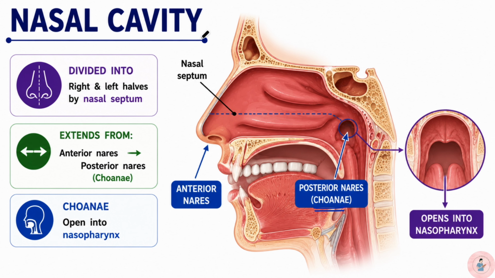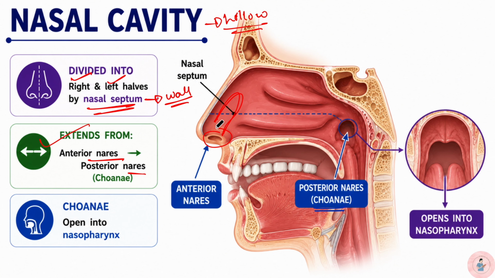Then we will study about the nasal cavity. What is nasal cavity? It is the hollow structure present inside the nose, which means that there is an empty space which is present inside the nose, which is known as the nasal cavity. It is divided into two halves by the nasal septum, right and left halves. Nasal septum is a structure which is dividing the nasal cavity into two equal halves, right and left half. Fine. It extends from the anterior nare to the posterior nare. The anterior nare that we studied just now, which is also known as nostrils. So it extends from nostrils to the posterior nare, which is also known as choanae.